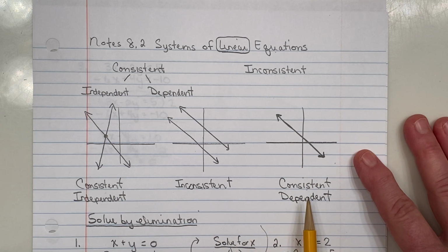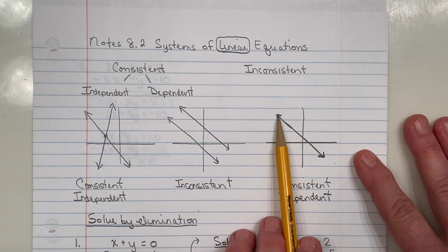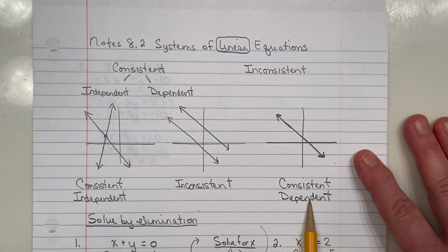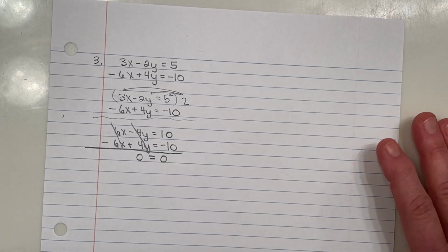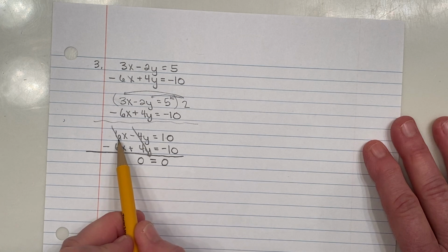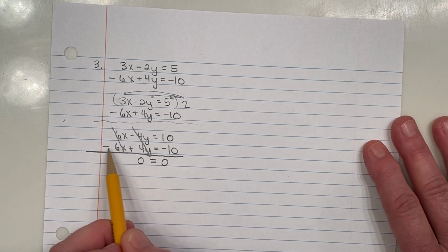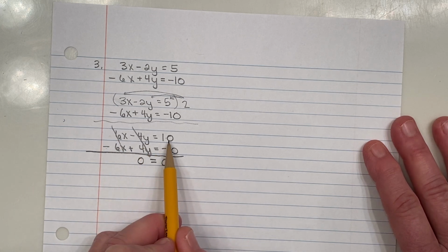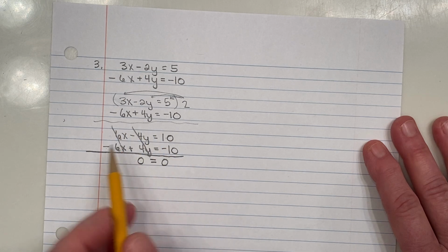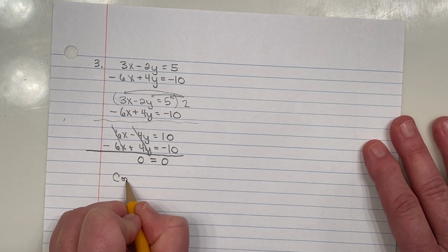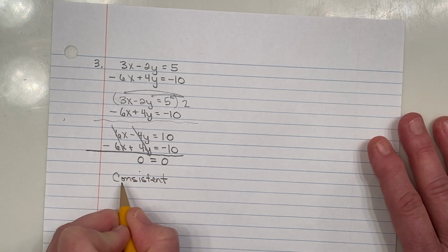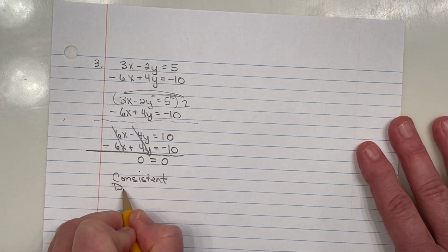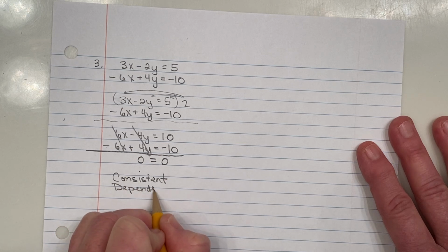And because we're not getting one intersection point, it must be that we're going to have this consistent dependent situation where we actually have the same line. And we can go back and look at the equations and go, oh, yeah, these are the same lines, because if I took this bottom equation and I changed all the signs in it, I would get back to what the top equation is exactly. So this is a consistent dependent system. Same line.